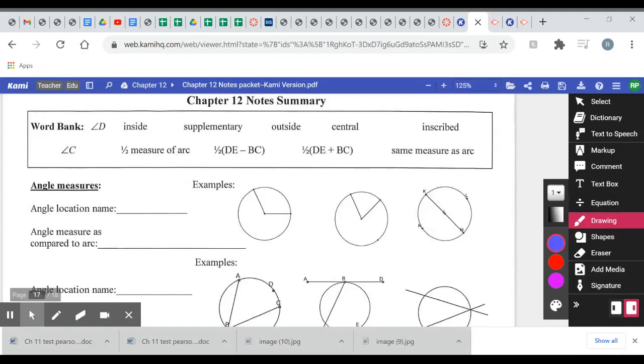Hi, welcome to Chapter 12 Notes Summary. You can see at the top here there's a word bank, and those are the words we're going to fill in these blanks as we review through the different information we've covered in Chapter 12.